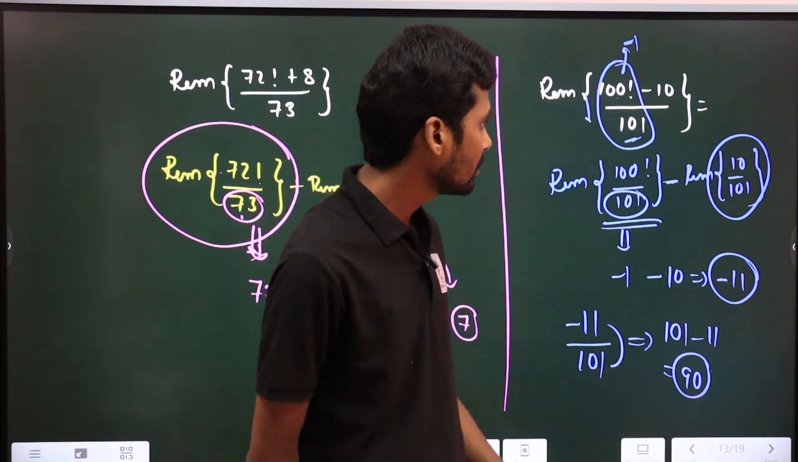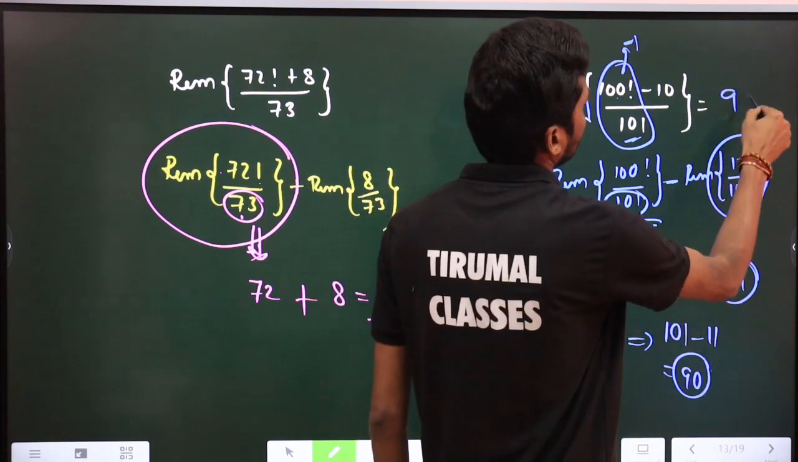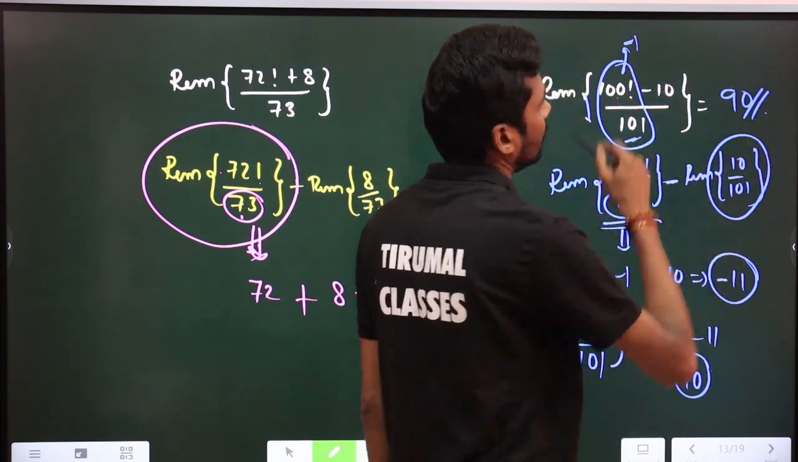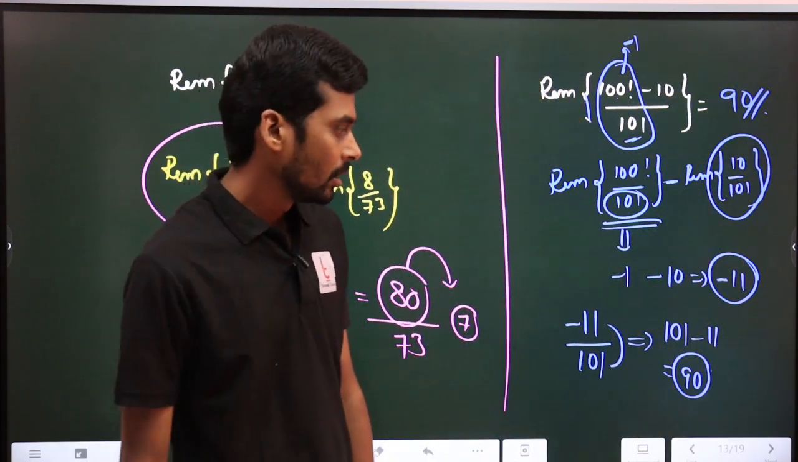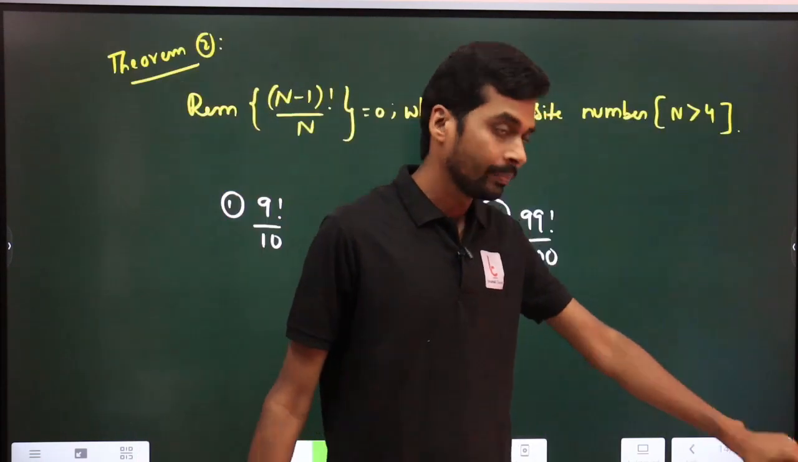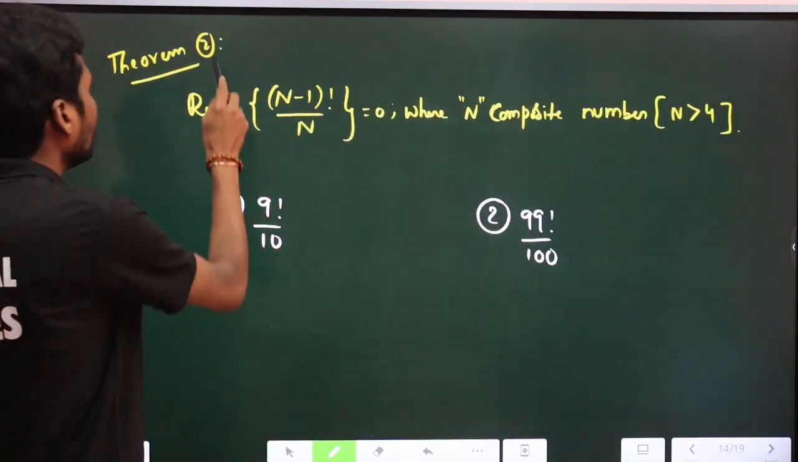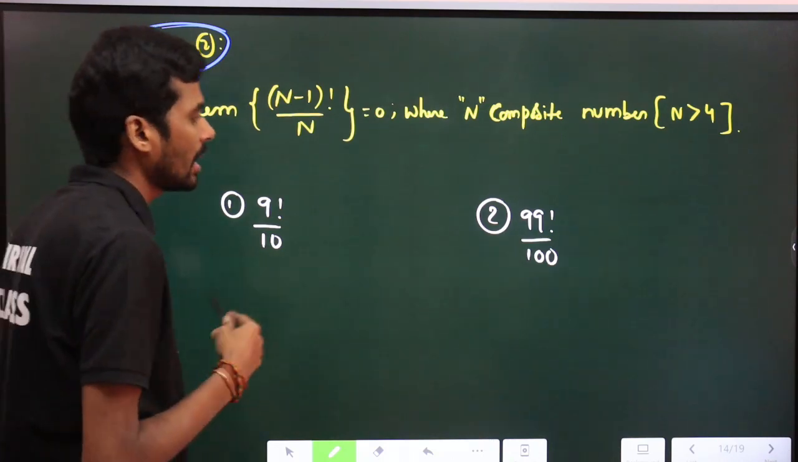So what is the final answer? 90. So the final answer is 90, the remainder. Okay, so this is Wilson theorem number 1. Now theorem number 2.